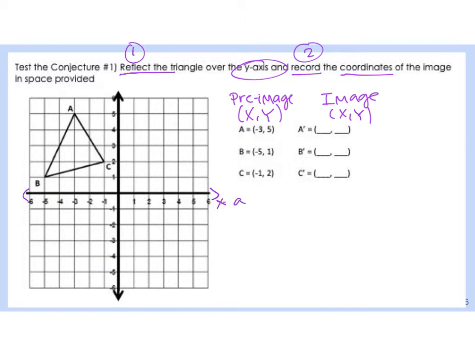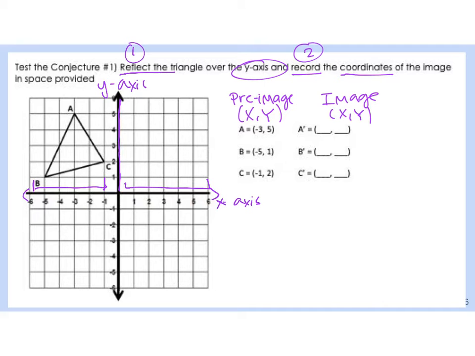This is x, this is y. I'm reflecting across y. So my shape is starting here in quadrant 2. I'm going to reflect it across this line, so it needs to end up here in quadrant 1. Okay, it's moving from the left to the right. It's going over the y-axis. So here's how you do it.